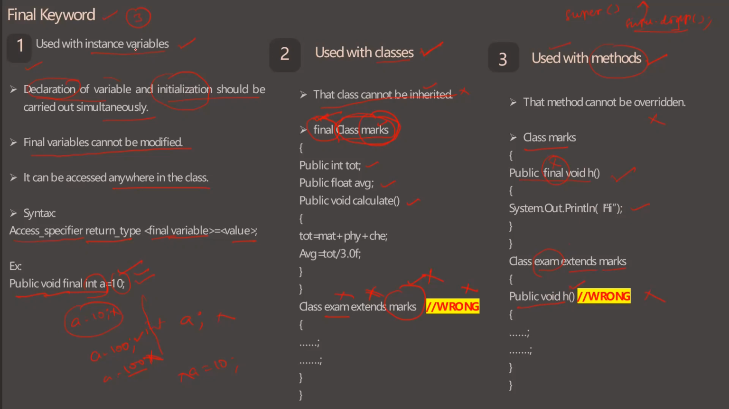So now by taking the concept of the final keyword, you can analyze three things. When used with instance variables, those variables cannot be modified. They can be accessed anywhere in the class, and initialization and declaration should be carried out simultaneously. Next, when it is used with classes, classes cannot be inherited. That's what I've kept wrong here. Next, a method cannot be overridden when the final keyword is used with methods. Hope this is clear for your final keyword, right?